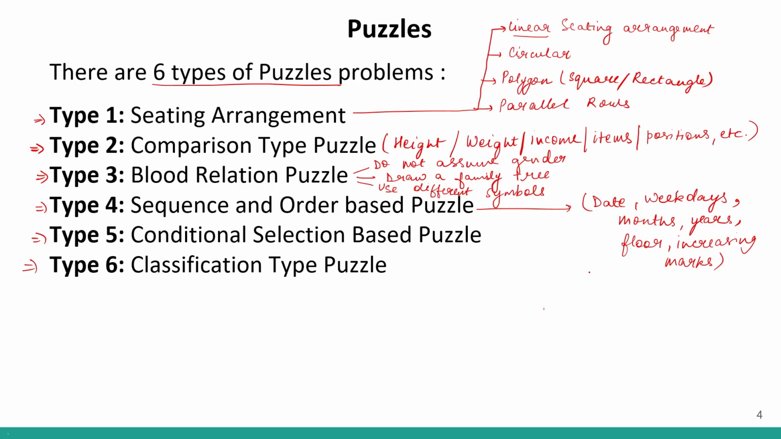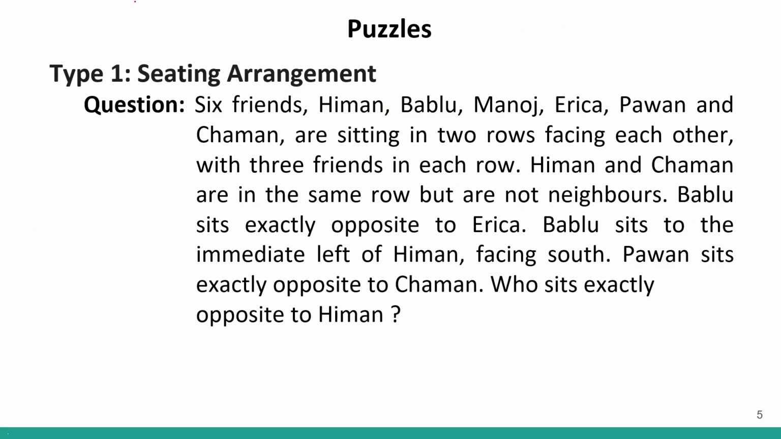Today, we will solve one question from each type to get a clearer understanding of the subject matter. So, let us start with type 1, seating arrangement. The question over here is, this is two rows facing each other. So, this is a question on parallel rows seating arrangement. Okay, parallel rows seating arrangement.